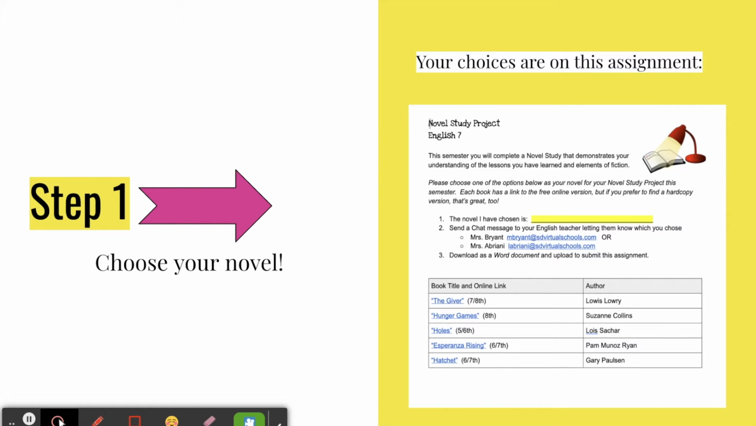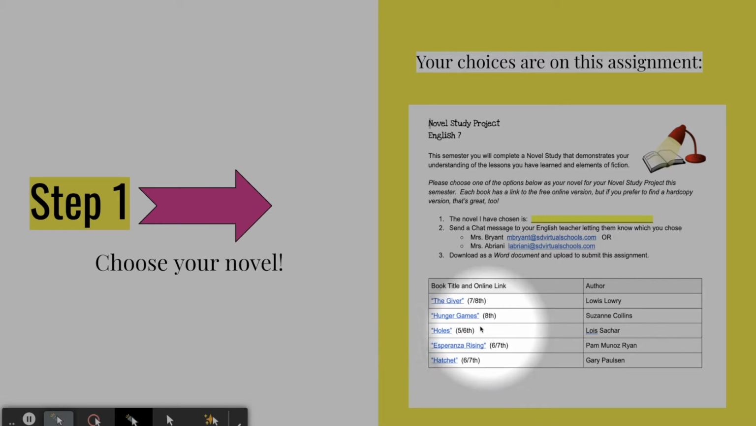First thing to do is to open up this assignment. It's at the beginning of Unit 1. This is where you actually have choices for the novel you will read this semester. If you look down here, there are 5 total to choose from.